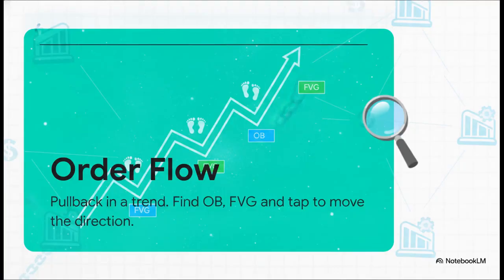When you start stringing these footprints together, you get order flow. Order flow is simply the visual path of a trend pulling back, tapping into a fair value gap or an order block, and then just continuing on its way. It's the market moving along the path of least resistance. It's literally stepping directly in the footprints of the institutions over and over again.